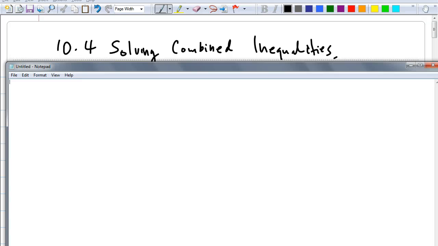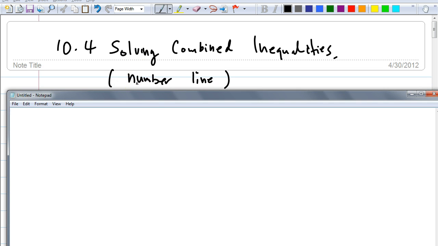So today we're going to talk about solving combined inequalities. You may say, wait a minute, didn't we do that, like graphing systems of linear inequalities? It's kind of a little bit simpler than that. We're going to be graphing these. You're right, we're going to graph more than one, but we're going to be graphing these on a number line, not on a coordinate plane. Okay? So it's going to be a little bit simpler.